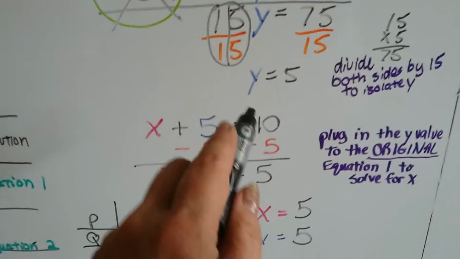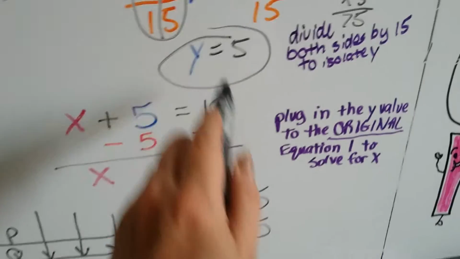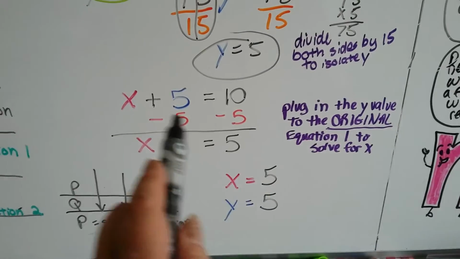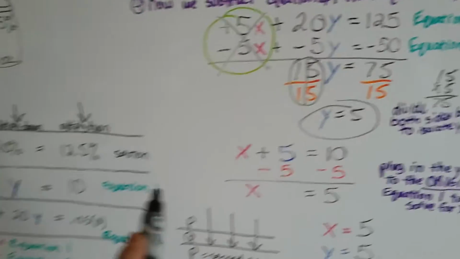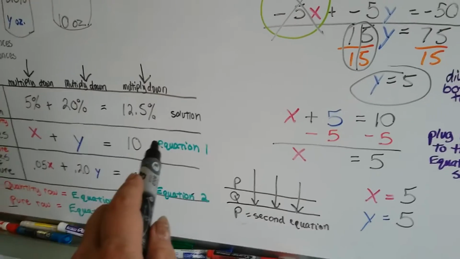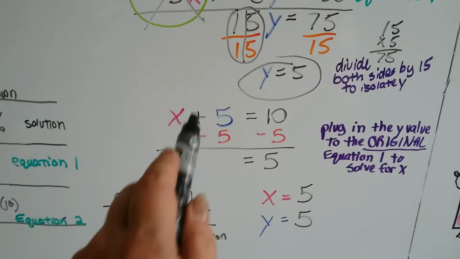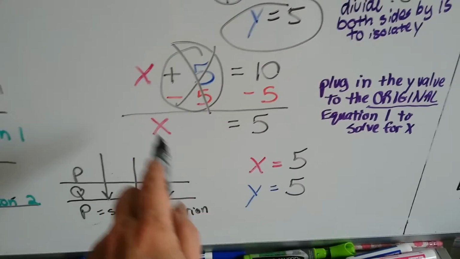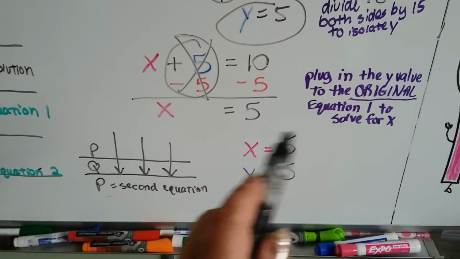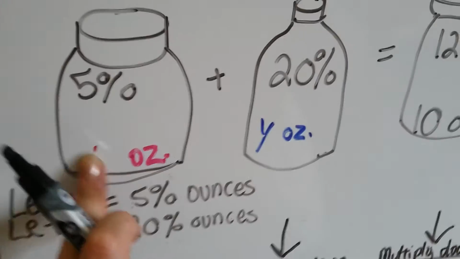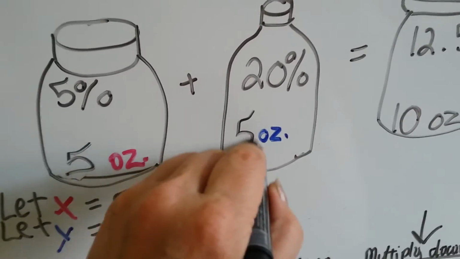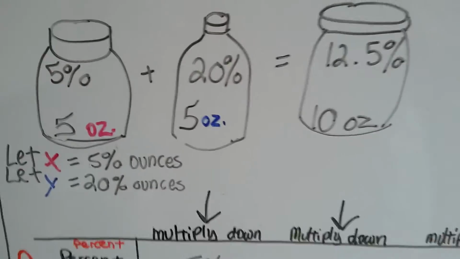Now that we know that y equals 5, we can plug that y value into the original equation 1. Remember the original equation 1? X plus y equals 10. So this becomes a 0 pair, and it's gone. And now we know that x equals 5. X equals 5 and y equals 5. And now we know our solutions, don't we? This is 5 ounces, and that's 5 ounces. And added together, they make 10.